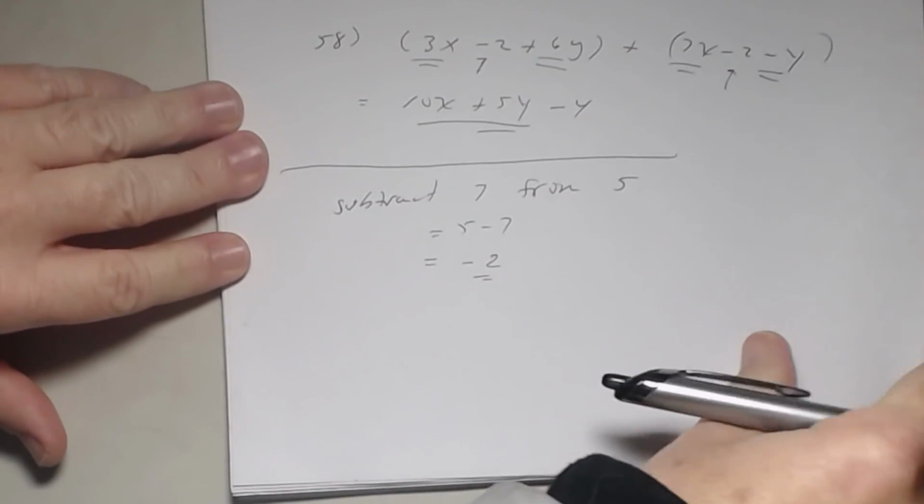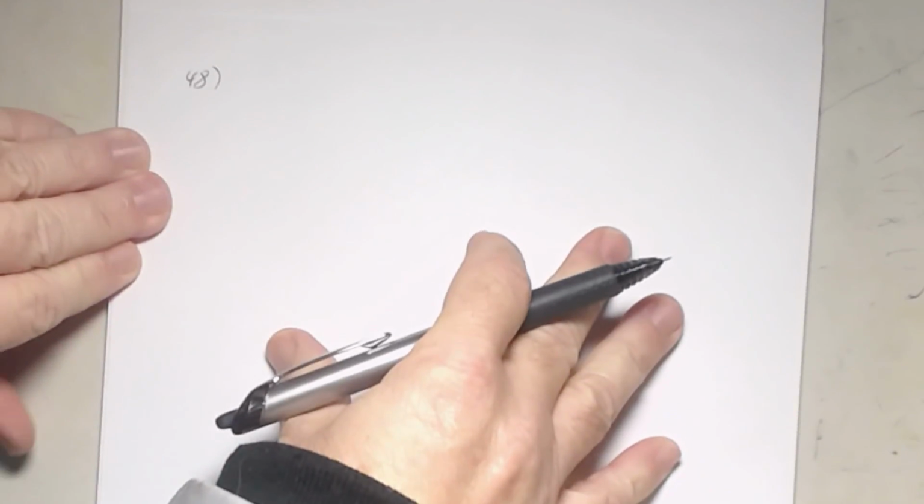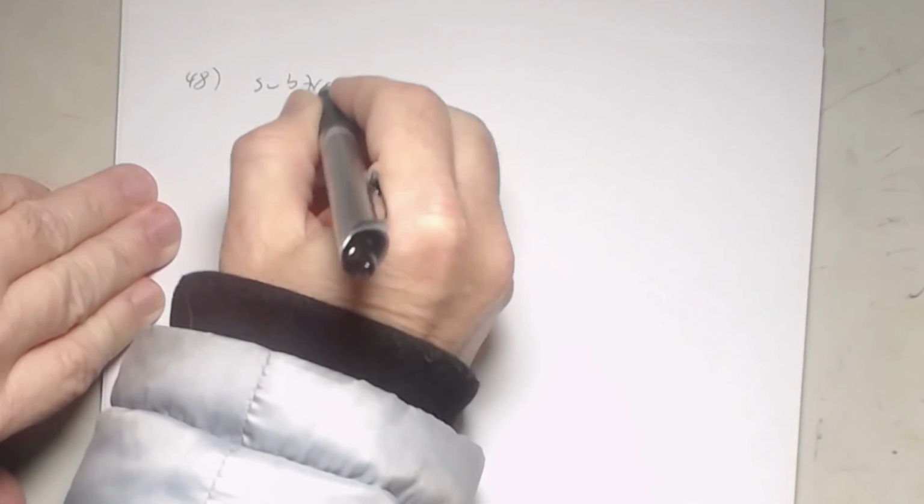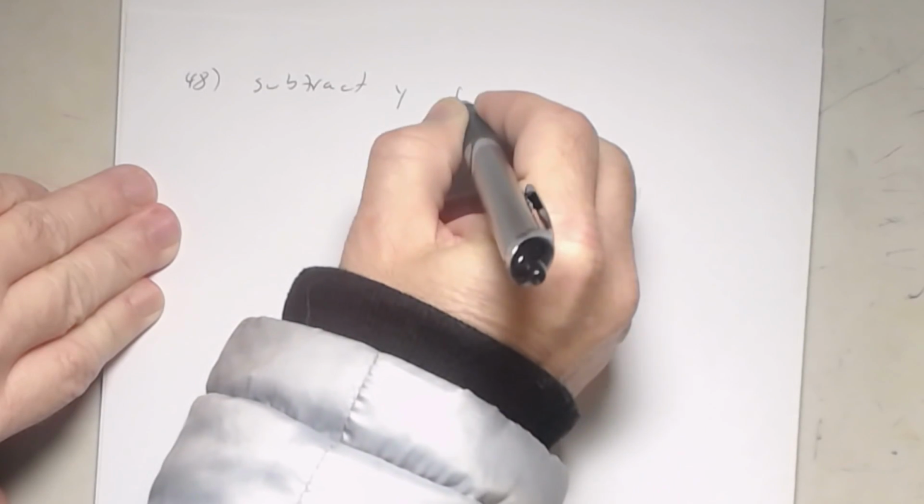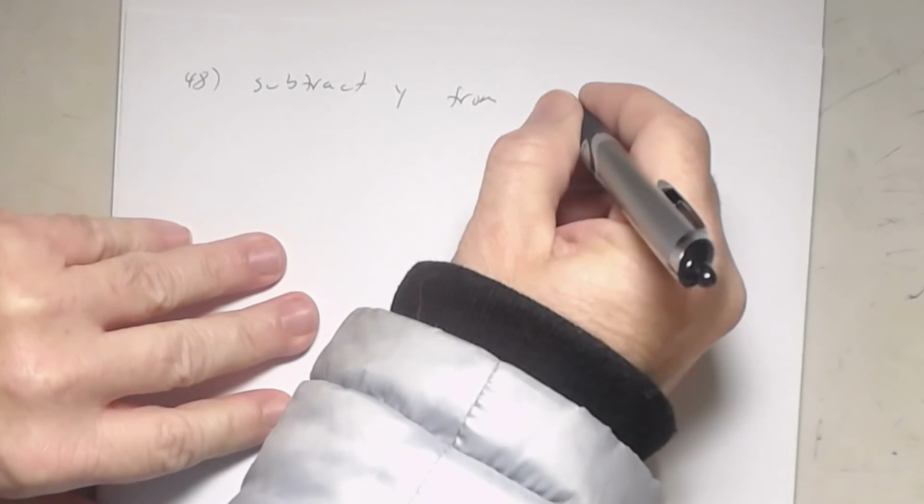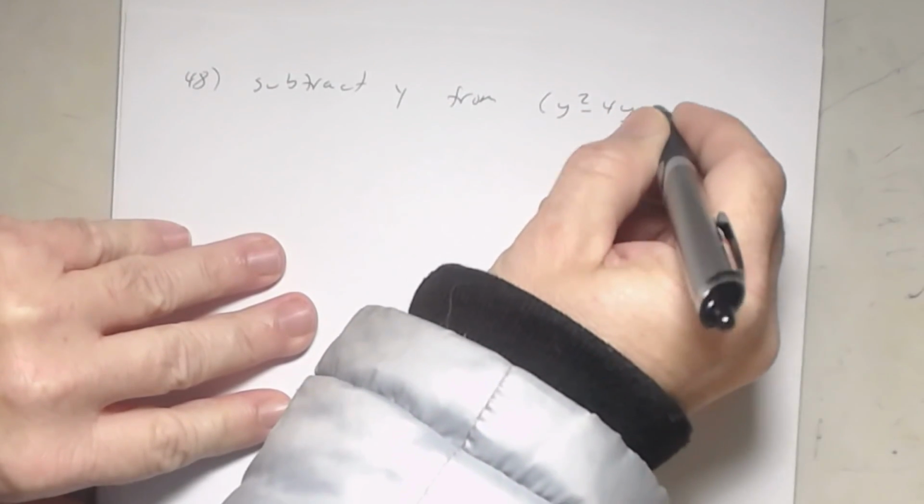All right, so that's going to help us with number 48. Okay, so number 48, you have this. All right, 48, you have subtract y from, and you have this, y squared minus 4y plus 1.